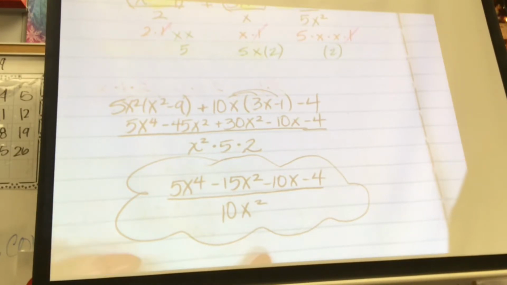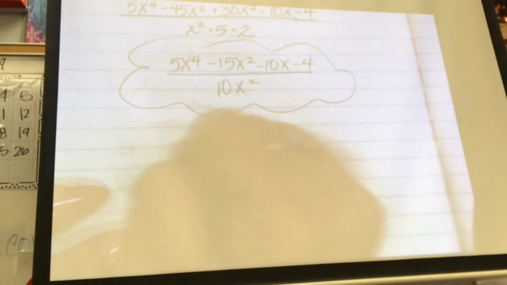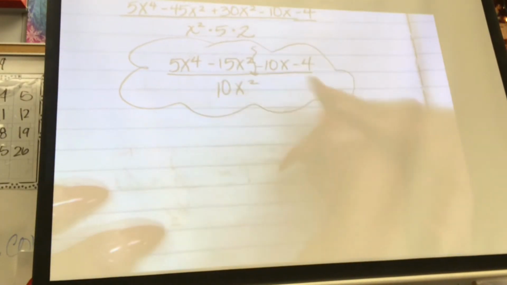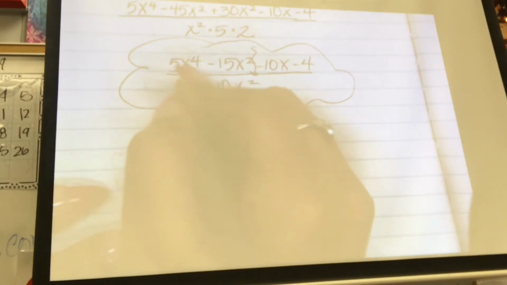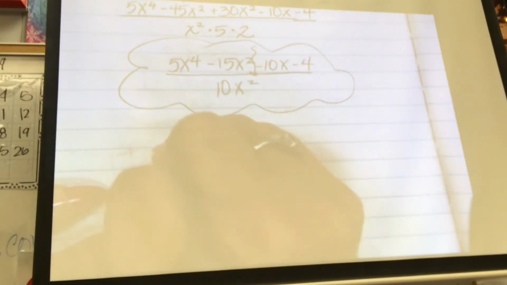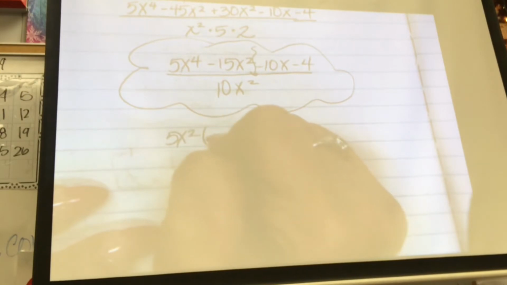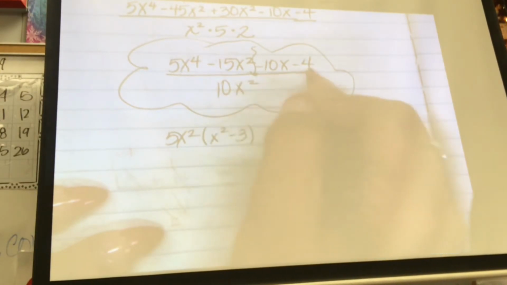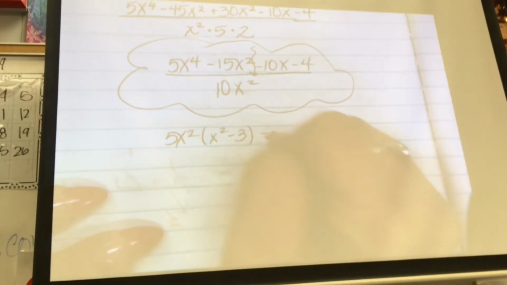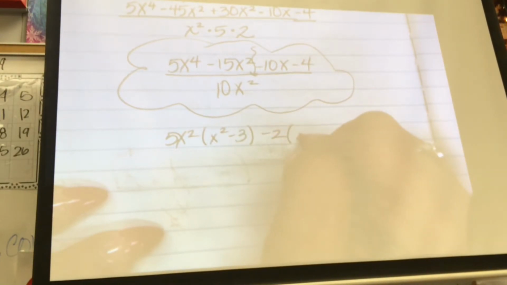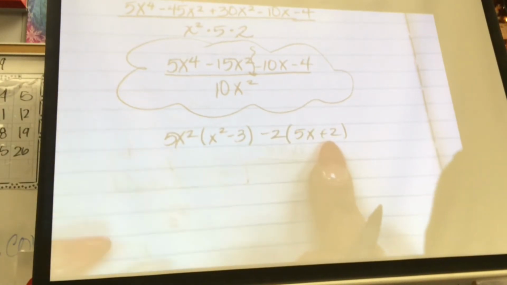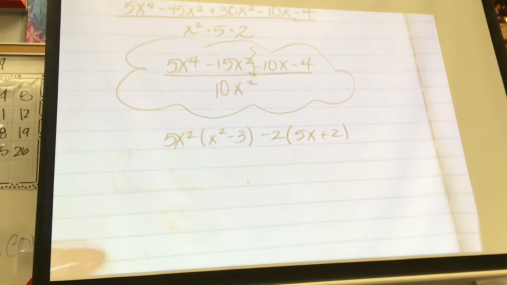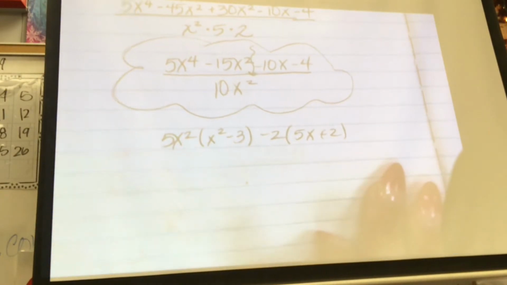You could try lightning bolt to see if it factors. That's actually a good idea. I probably should have done that. So if I do lightning bolt on top, let me see. What can I take out of a 5x to the 4th and a 15x squared? 5x squared, and you're left with x squared minus 3. And here you could take out negative 2, and I'm left with, yeah. See how these are not the same?